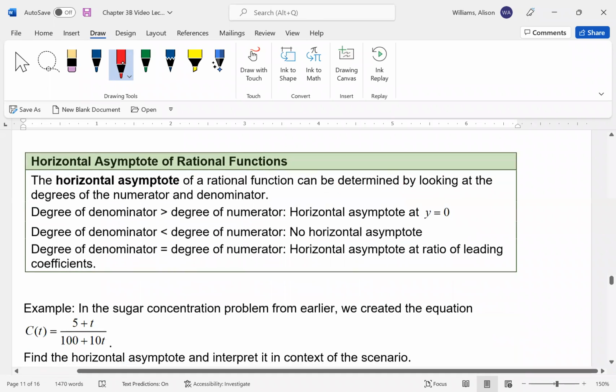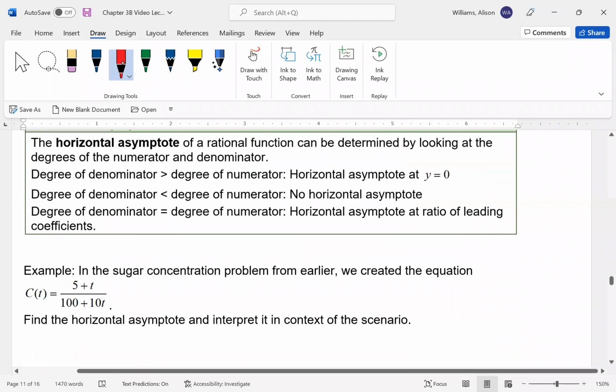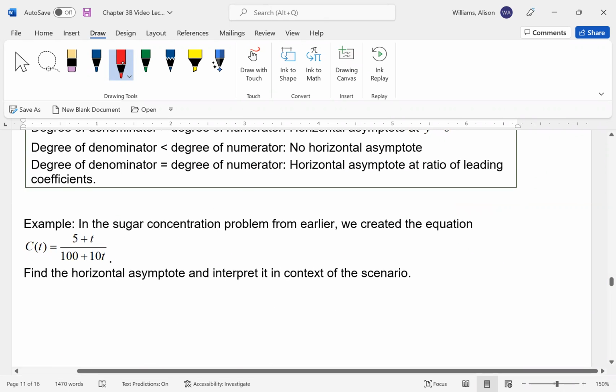Okay, you get the idea. And this sums up what we just said. Horizontal asymptote is 0. No horizontal asymptote. Horizontal asymptote is a ratio of the leading coefficients. Cool. All right, so let's look at an example we saw earlier, the sugar concentration example. In this example, we created an equation, and they are asking us to find the horizontal asymptote in this example and then make sense of what it means.